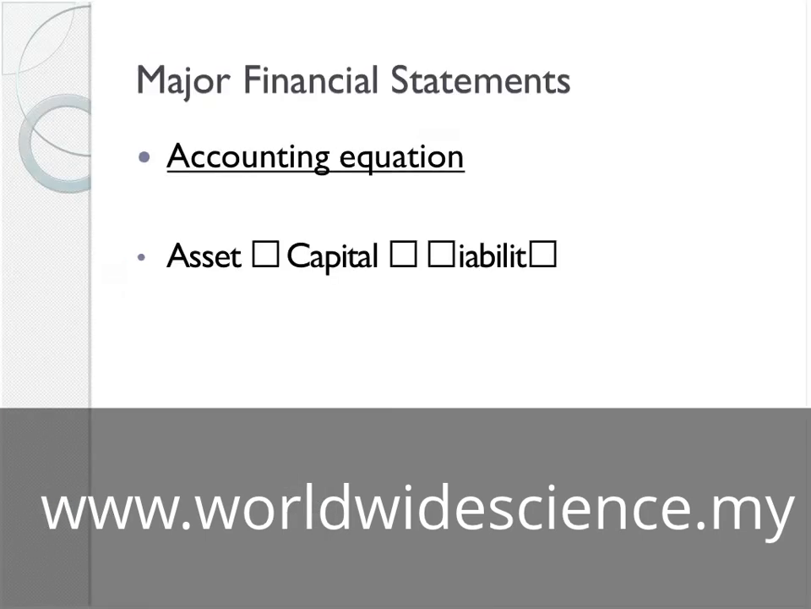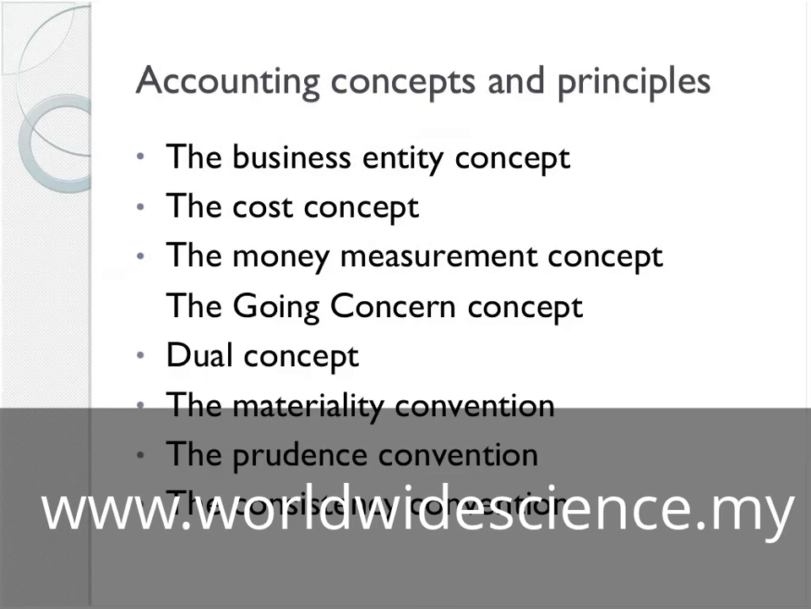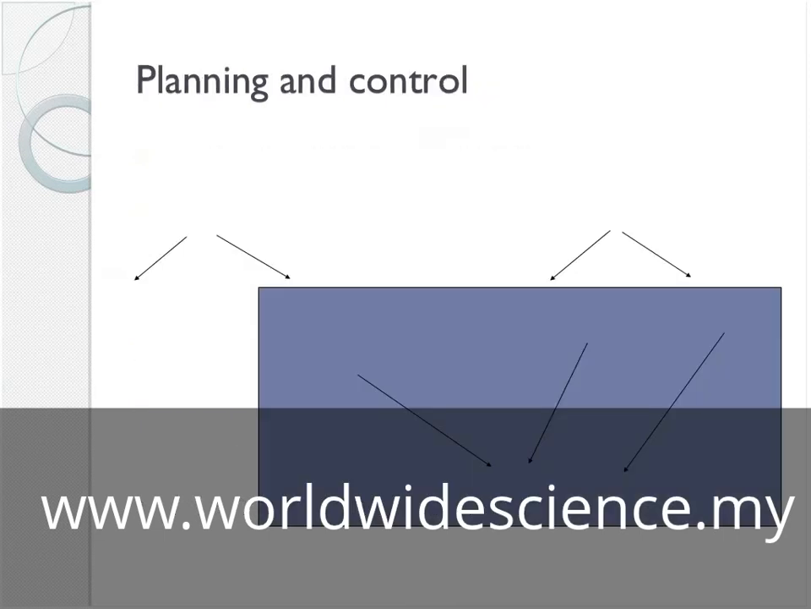So let's see. We moved on to the major financial statements. We studied the accounting equation, where asset is equal to capital plus liability, right? Next, we looked at accounting concepts and principles. We looked at eight accounting concepts, and we gave a definition of each. What is the business entity concept? What is the cost concept, and so on, right? So now we are going to move on to planning and control in accounting and finance.